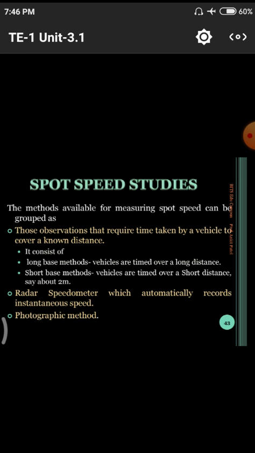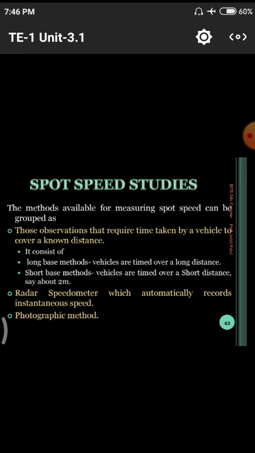Next one is the radar speedometer, which automatically records the instantaneous speeds. All those things are the first one, observations. By simply observing two particular points, the points we need to cover, all those things come under these observation methods. That means whatever we see with our eyes and move to, all of it comes under observation.